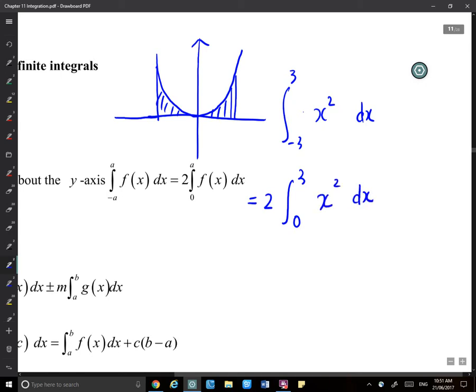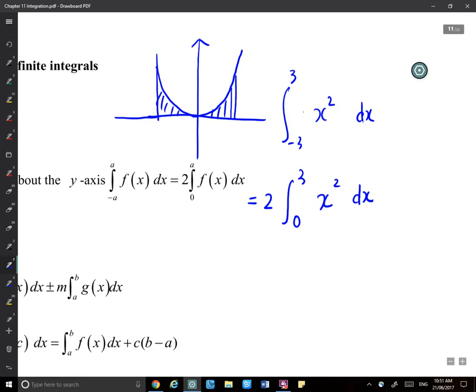Okay, the restriction is the graph must be symmetrical about the y-axis, and the values must be negative a and a. It's symmetrical points as well. That's the second property.